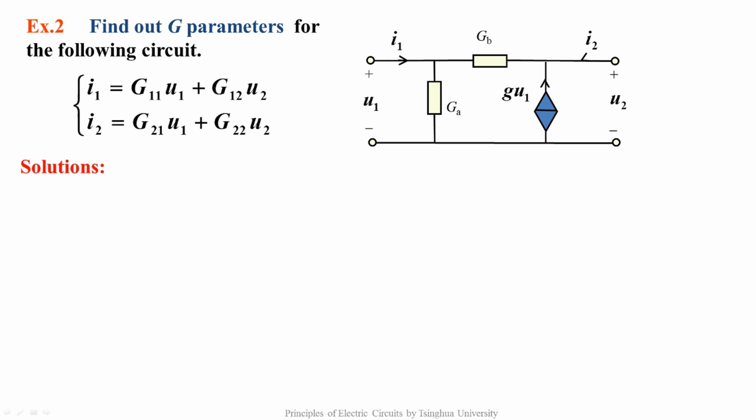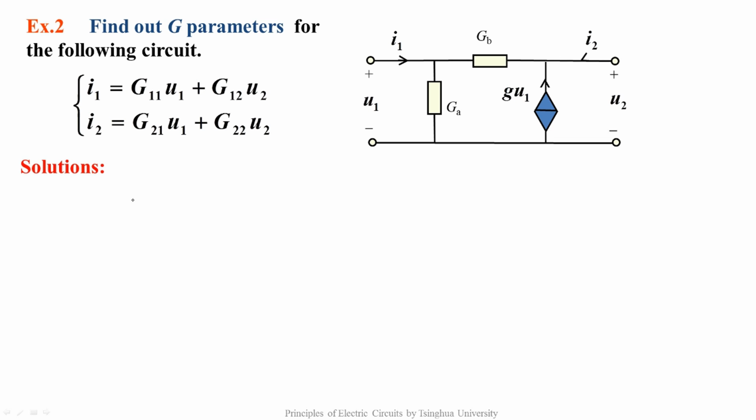Let's look at another example. Find the G parameters of this two-port. We can still use the experimental measurement to solve, and we will not show it here. Please think about how to find its G parameters by experimental measurement. Here we use the second method. Write out the port voltage current relationship directly.